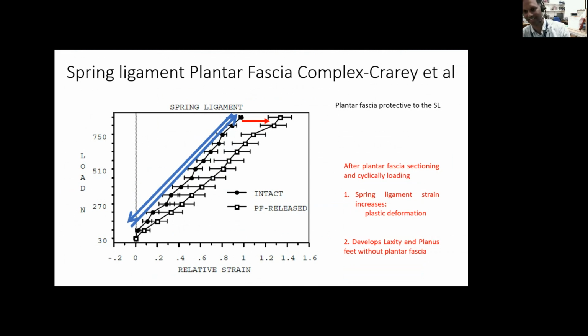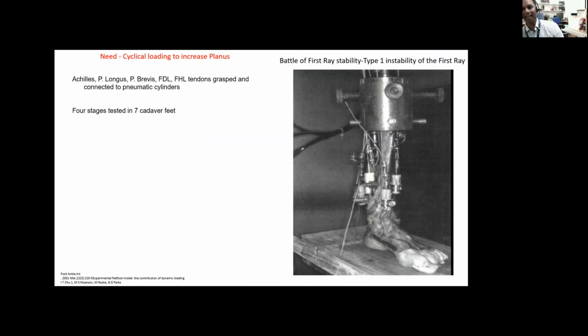So the plantar fascia is hugely protective of the spring ligament. In the absence of it, it will go into plastic deformation and permanent strain. And Chu and Meissen were able to show that cyclical loading is very important as well. So they were able to take feet and statically load them. Even if you statically load these feet to 3,000 cycles, you do not induce a planus valgus model.